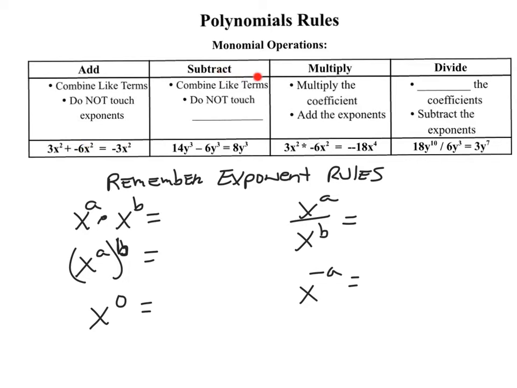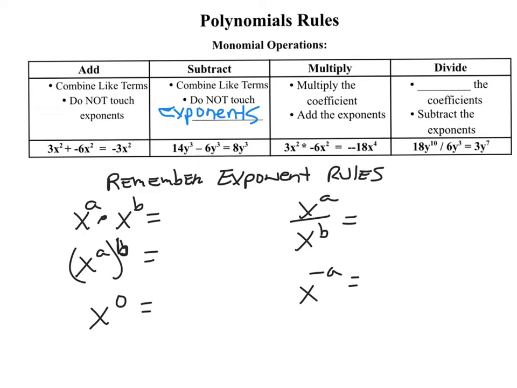Subtraction, same thing. Combine like terms. Do not touch the exponents. You can fill that in. And it works the exact same way. I've got a 14y cubed minus 6y cubed. They are like terms, meaning y cubes and y cubes. So the coefficients, 14 minus 6 of them is 8.